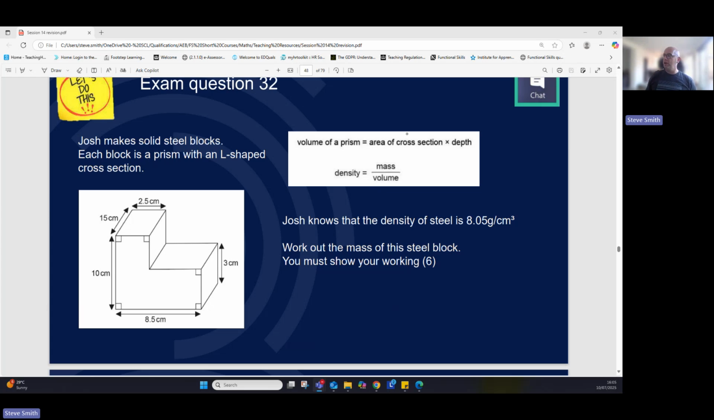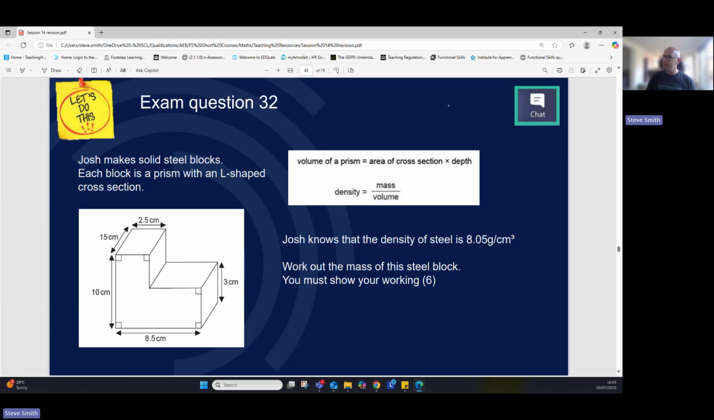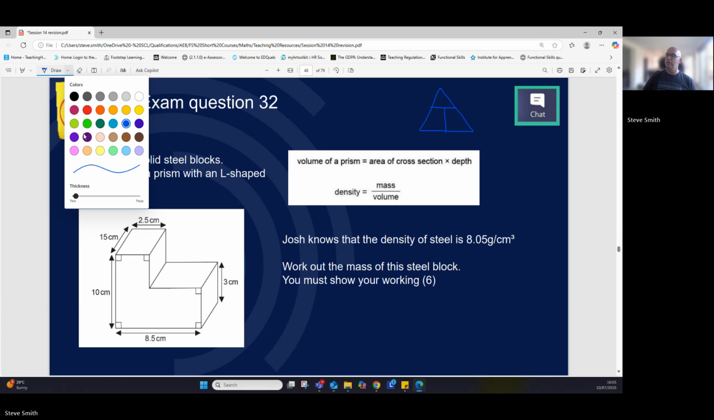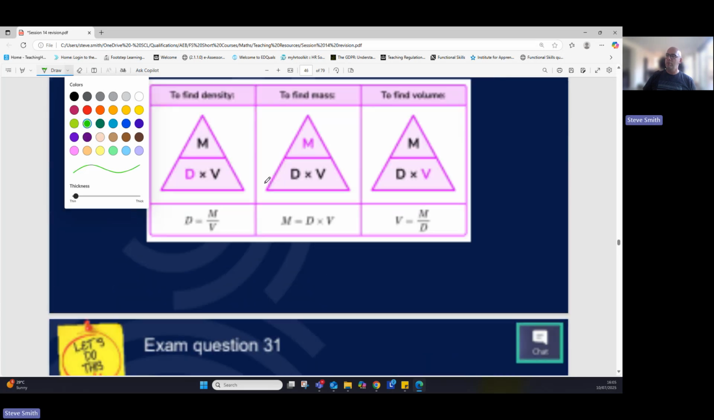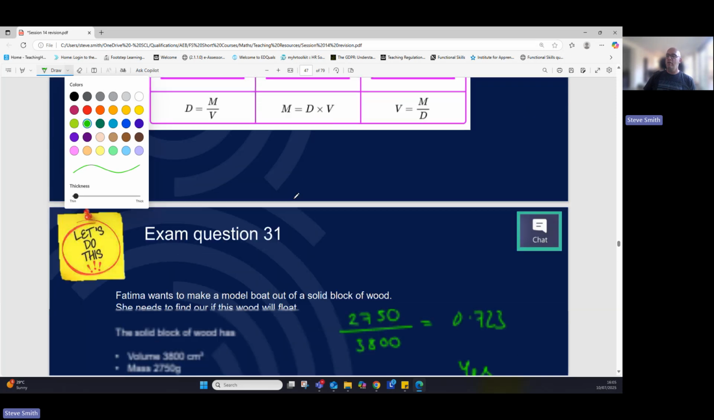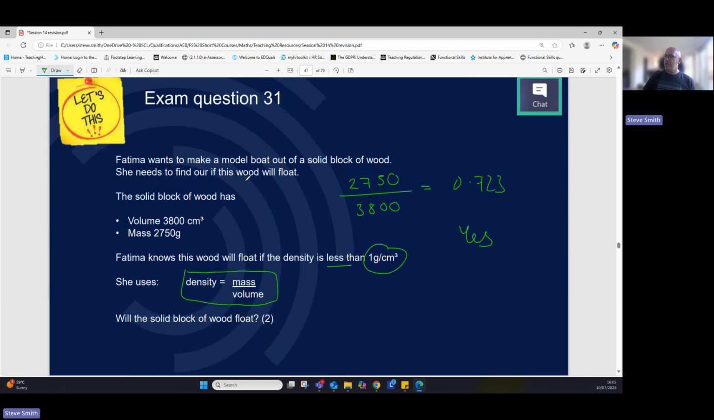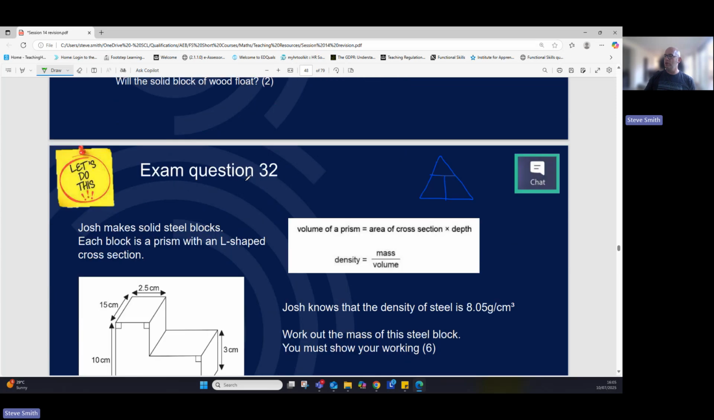So remembering the triangle. Oh, it's not working. Remembering the triangle. Oh, I don't want blue. I don't want blue. Let's get green. Green is the best. So remembering these triangles is not required for these density questions. With speed, distance and time, yes they are, but let's go on here. A bit of color contrast there.